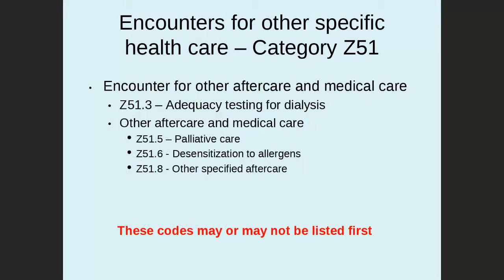Category Z51 also includes codes that may or may not be listed first. The ones we talked about before must be listed first. These may or may not be listed first. Z51.3, adequacy testing for dialysis, palliative care, desensitization to allergens, other specific aftercare. So these kinds of care, these codes may or may not be listed first, depending on the circumstances.